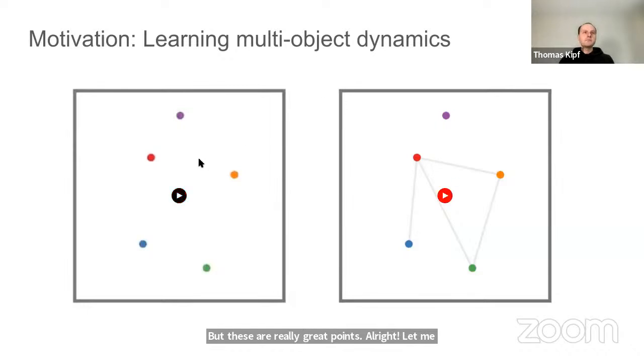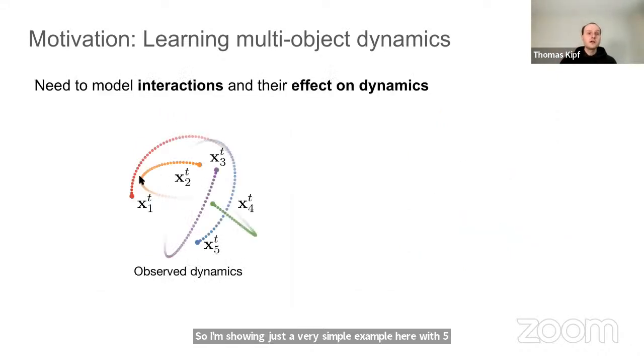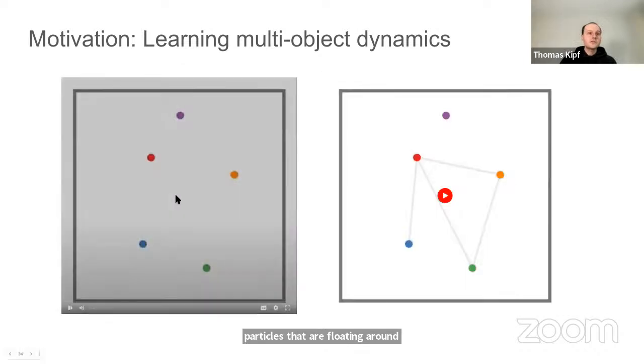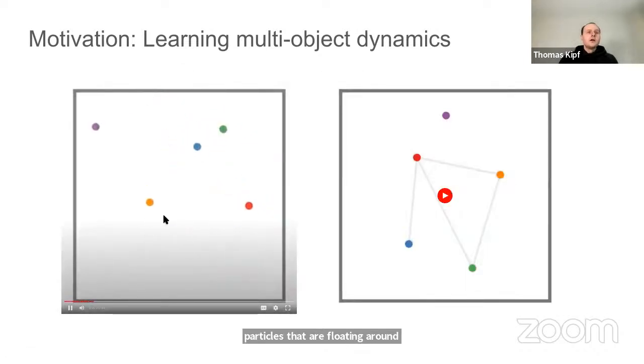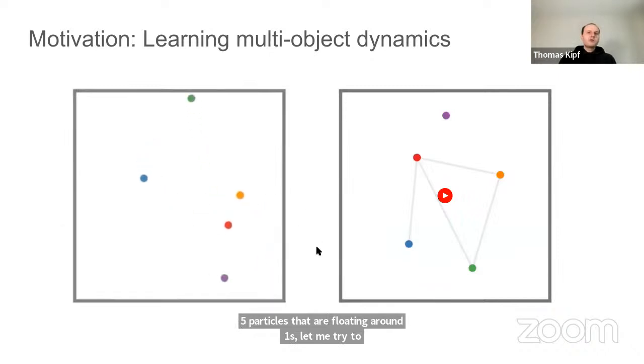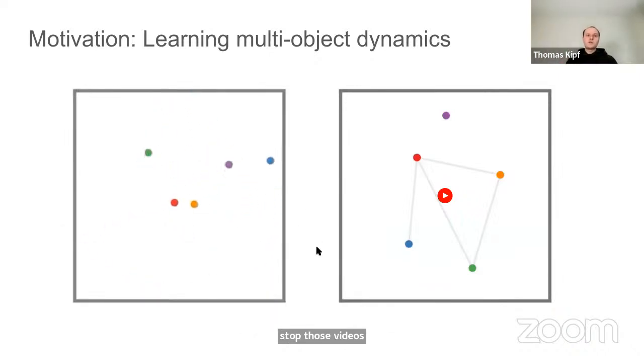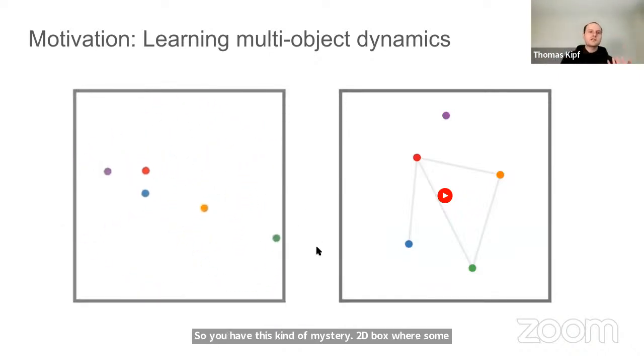This is about learning multi-object dynamics. I'm showing a very simple example here with 5 particles that are floating around. One second, let me try to stop those videos. So you have this mystery 2D box where some particles are floating around, and the goal is to model and understand the system. But this is only a small example.